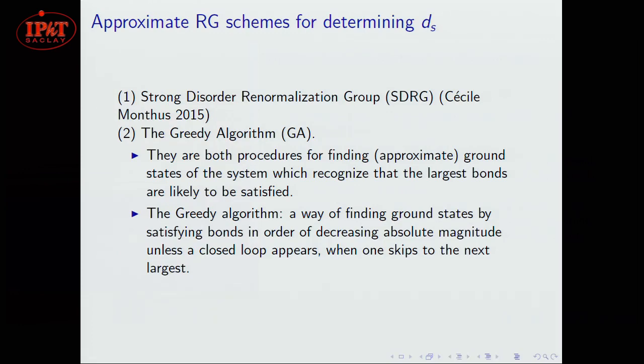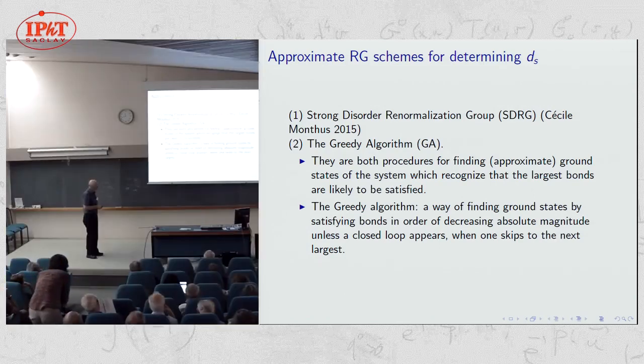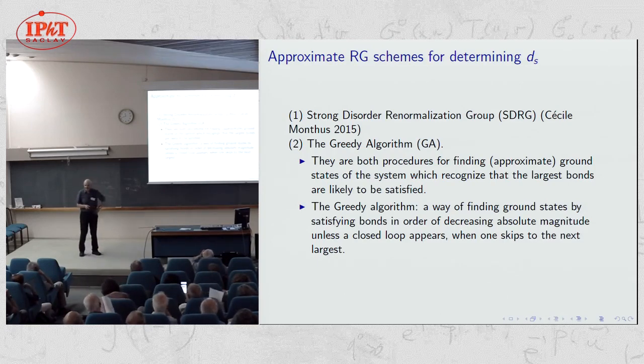So I want to now talk about two RG schemes for determining the fractal dimension ds. These are based on an idea which I think was studied in great detail here in Saclay by Cécile Monthus in 2015. And the first one is called the strong disorder renormalization group. Now, the strong disorder renormalization group in certain circumstances can be exact. There are some one-dimensional problems where it solves the problem exactly. Alas, this spin glass problem is not one of those. It's just an approximation. And I'm going to talk about two algorithms. The first is the strong disorder RG, and the second one is the greedy algorithm. And they're both very similar.